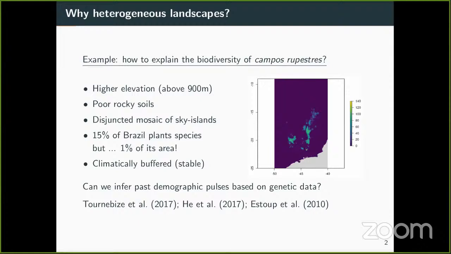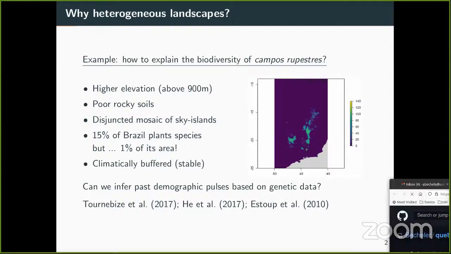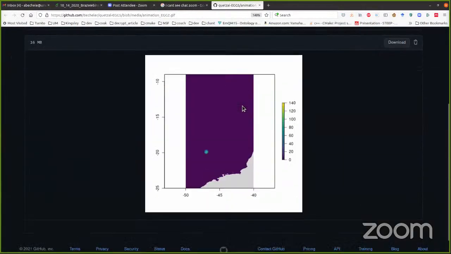And one question that we can ask is, what can we infer about past processes? For that, I will give you a tiny animation about what I'm thinking about in terms of dynamic models. That's a little model that I coded last week that simulates how a population could spread through this disjunct mosaic of suitable areas.